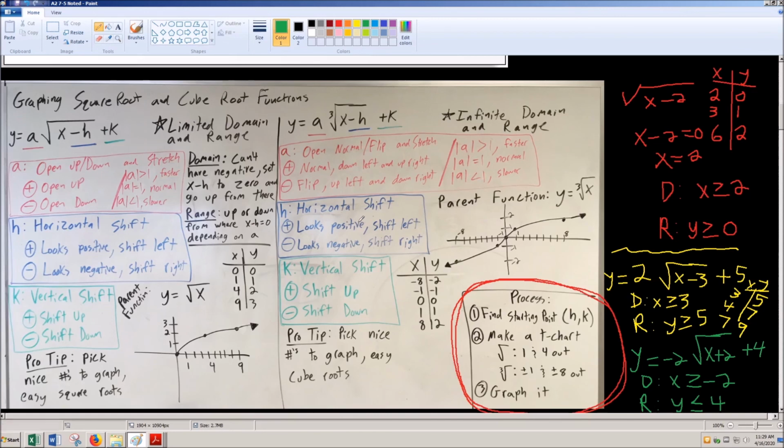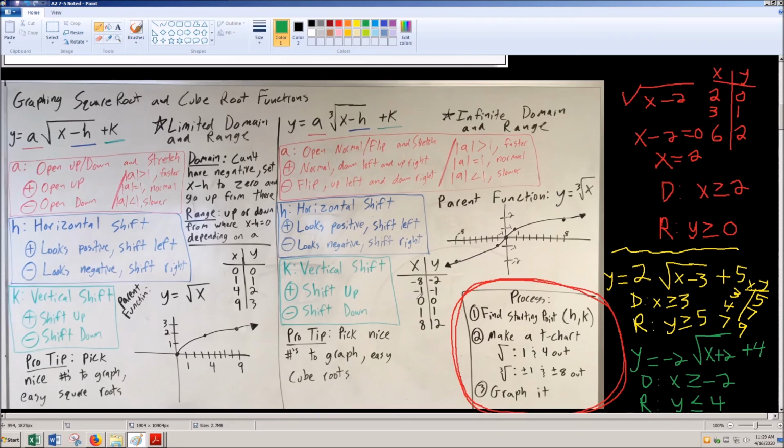Horizontal shift is the same. Vertical shift is the same. Pro tip, again, is to pick nice numbers. So here I want to pick easy cube roots. Here we were picking easy square roots. So what I mean by easy cube roots here is I'm going to be focusing on 1 and 8. 1 cubed is 1, 2 cubed is 8. So I'm going to get 2 when I take the cube root of 8, and I'm going to get negative 2 when I take the cube root of negative 8. So I see these values right here. If I want to plug in some ugly numbers, I can do that and adjust accordingly.